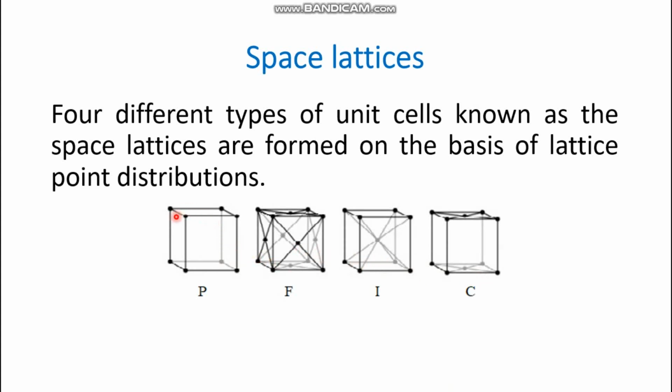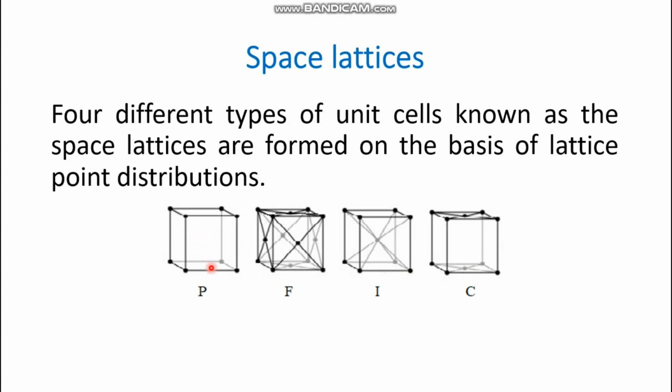This is all the 8 corners or 8 vertices are occupied, while in this case, along with 8 corners, the 6 faces are also occupied by a central lattice point. While this one, along with the 8 vertices, there is a body central lattice point also. And here, only 2 faces are occupied by a lattice point. Now, why is this face called C face? Because this face is perpendicular to the C axis, or this is the base. So that is why it is base centered or C face centered. So these are the 4 space lattices.